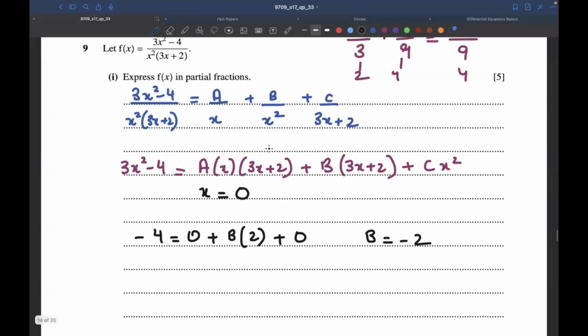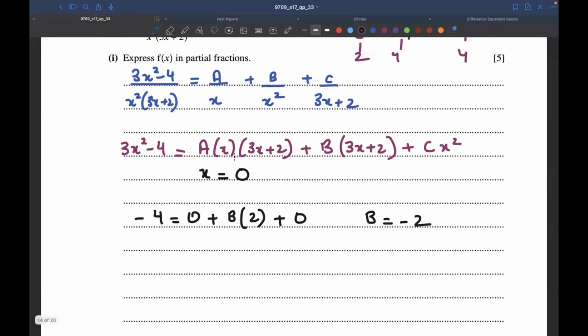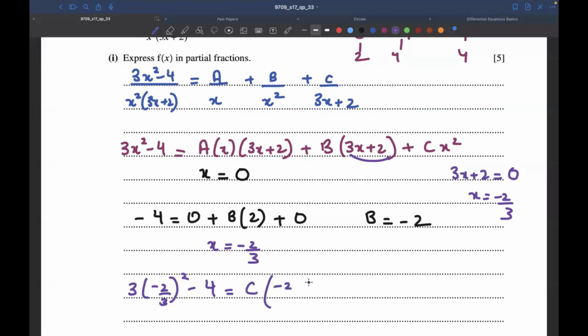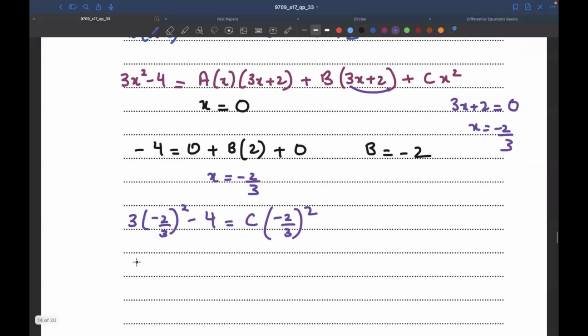Now, if we take x equal to minus 2 upon 3, we'll be able to cancel out a and b as well. What we can always do is put 3x plus 2 equal to 0. So x will be minus 2 upon 3. In that way, we'll be able to cancel out two more terms. So in place of x, we'll substitute minus 2 upon 3 in 3x squared minus 4. The a and b terms become 0. So we'll just multiply c by minus 2 upon 3 whole squared. So this will become 3 into 4 upon 9 minus 4 is equal to c into 4 upon 9.